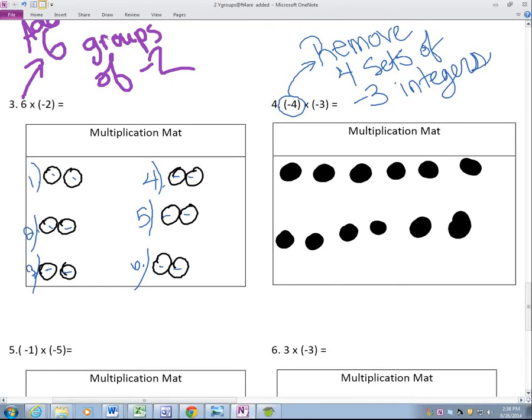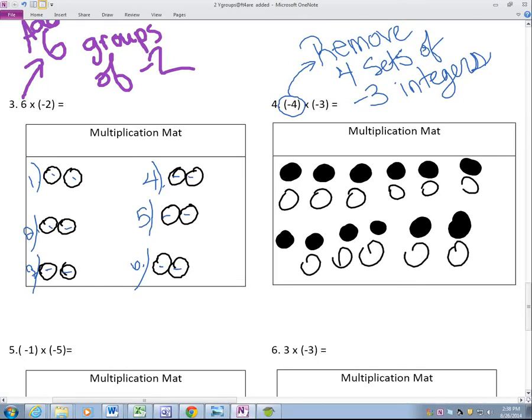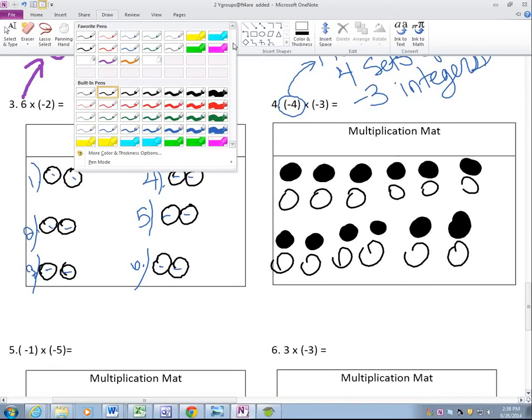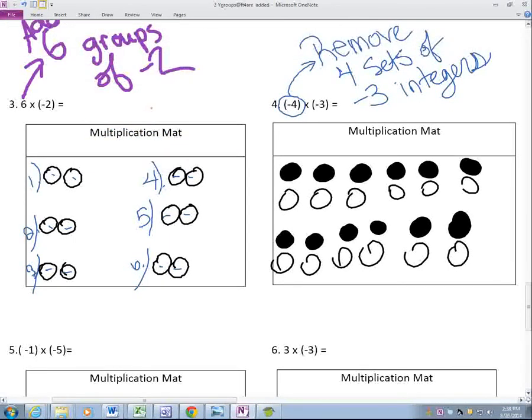Okay. So we have 1, 2, 3, 4, 5, 6, 7, 8, 9, 10, 11, 12. Now we have 12 zeros out there. And we are going to remove. Sorry. So what are we gonna remove here? The negative. How many of them?